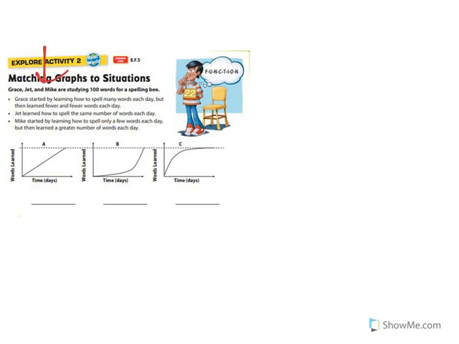All right, so let's take a look specifically. Grace starts by learning how to spell many words each day, but then learns fewer and fewer. So there's a graph there that's going to show fewer and fewer words. All right, so where is that going to be represented? Jet learned how to spell the same number of words each day. So same number, that's a clue word, right? Something that's constant. And then lastly, Mike started by learning how to spell only a few words, and then a greater number at the end.